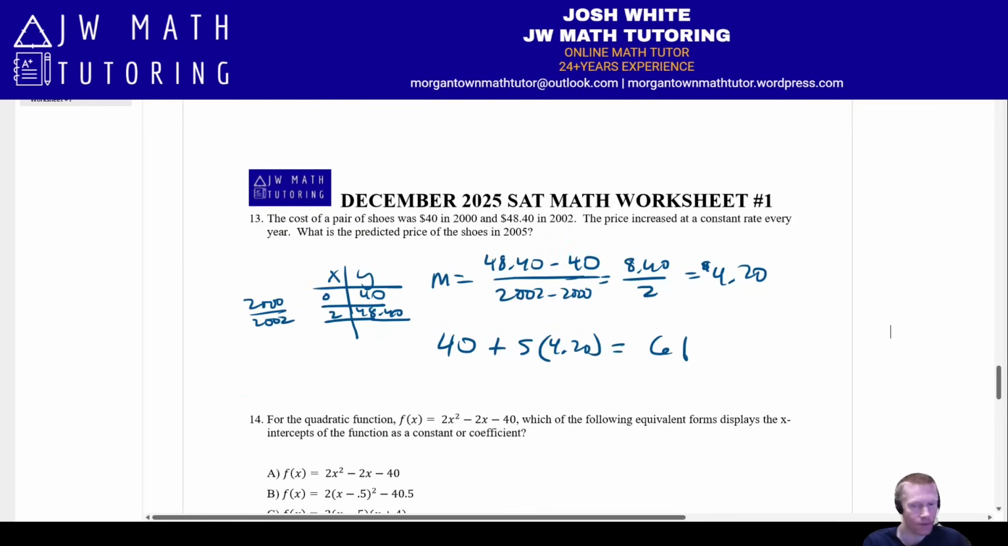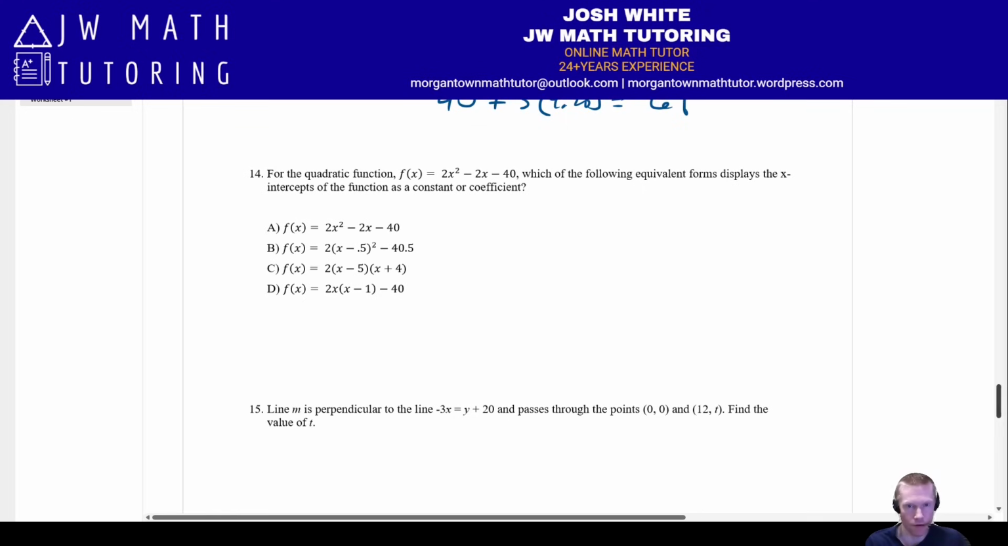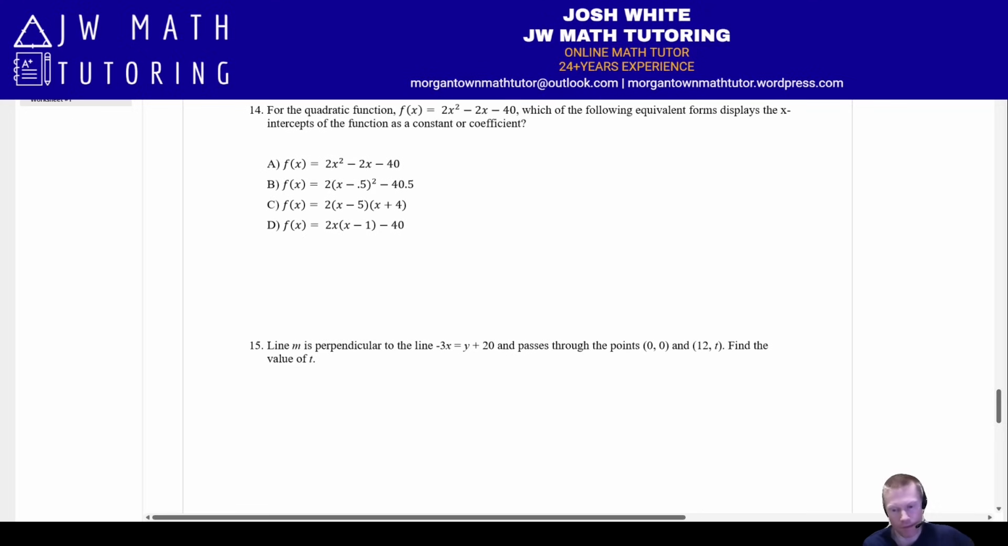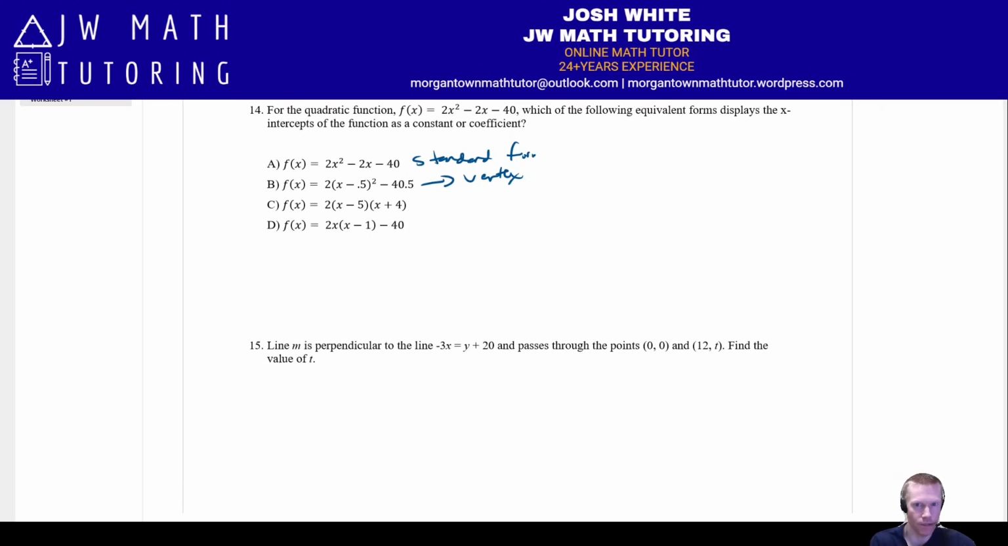All right. Let's go ahead and look at the next problem below this, number 14. So this was a problem I came across. Someone mentioned being given a quadratic function, and I wanted to know which of the forms in the answer choices displayed the x-intercepts as a constant or coefficient. All right, so if you recognize these various forms, you probably recognize that this is vertex form. This is just the original thing that you're given, which is standard form. Down here, you have intercept, or it's also sometimes called factored form.